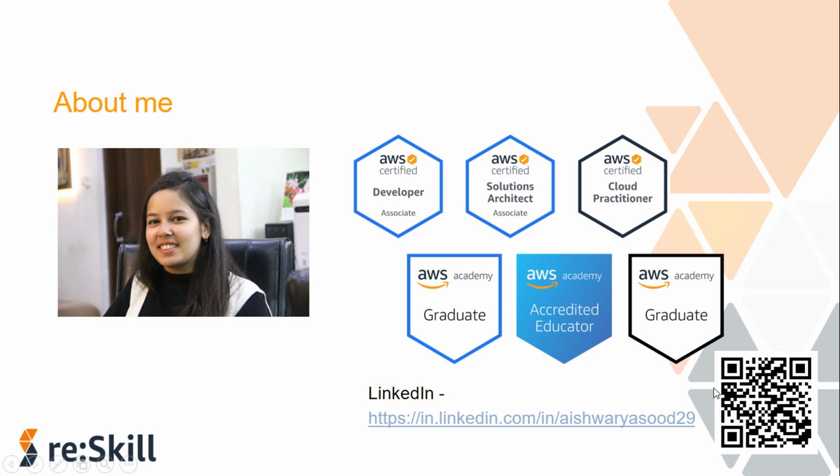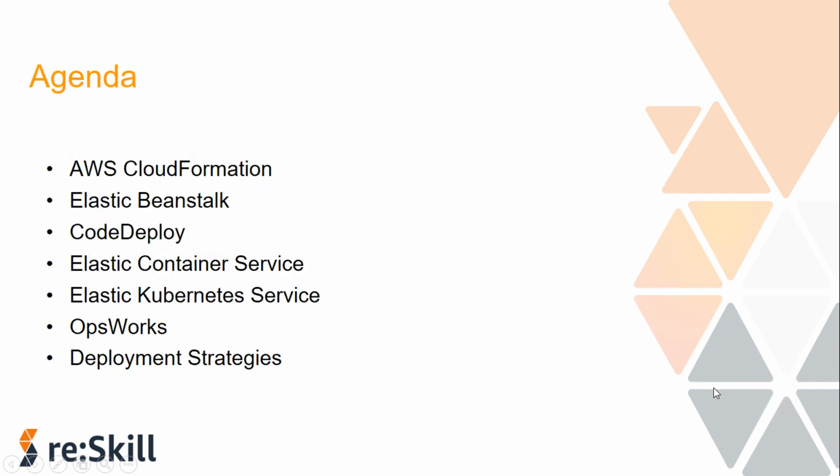So let's see what we are going to learn in this session. This is a list of a few deployment options that are available on AWS. We will have a brief overview of each one of them. We will not be diving deep into all of these deployment options, but just an introduction to each one of them so that you can get an idea.